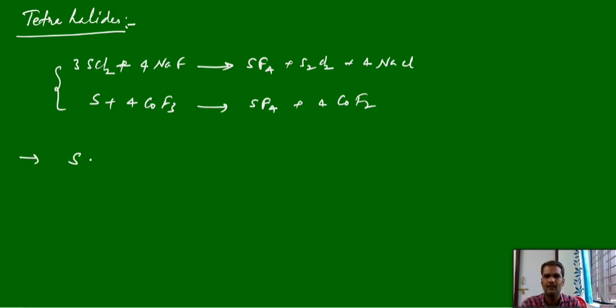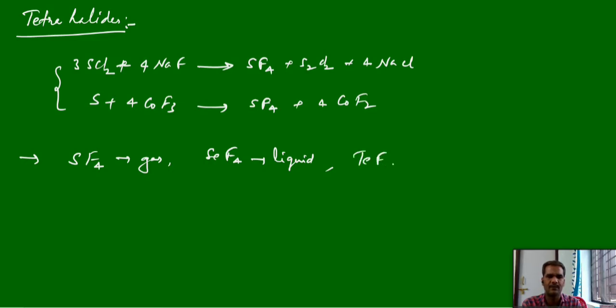And again here, in the tetrahalides case, sulfur tetrafluoride is a gas, and selenium tetrafluoride is in the liquid state. From top to bottom, sulfur, selenium, tellurium, the physical state changes. Next, tellurium tetrafluoride is in the solid state. Gas, liquid and solid, respectively for sulfur, selenium, tellurium.